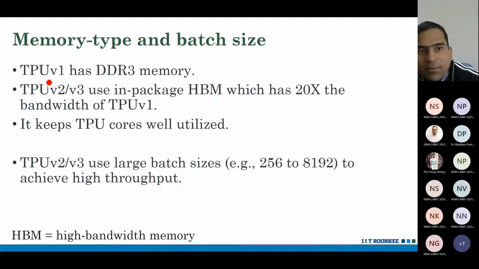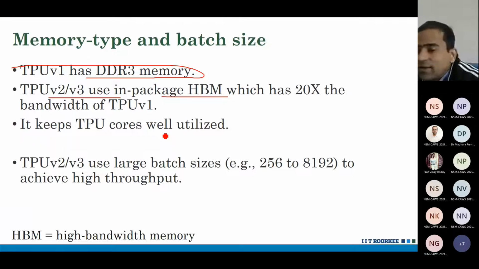Memory type and batch size. TPU version 1 has DDR3 memory, whereas version 2 and 3 use in-package HBM, which has 20 times the bandwidth of TPU version 1. This keeps TPU cores well utilized. This is very important. You have to keep the cores well utilized, because there is no mechanism to hide the latency like caches or multi-threading. And they use large batch size because they are specially designed for training. So the goal is to use high batch size to achieve high throughput.